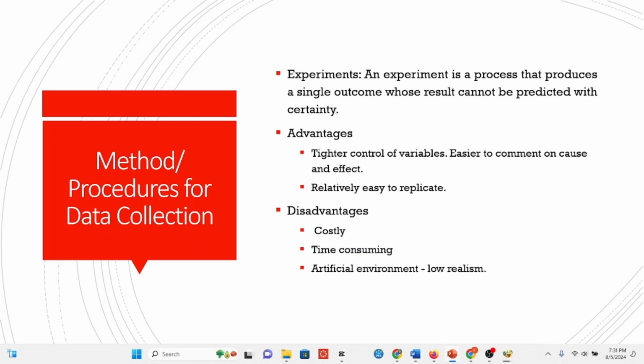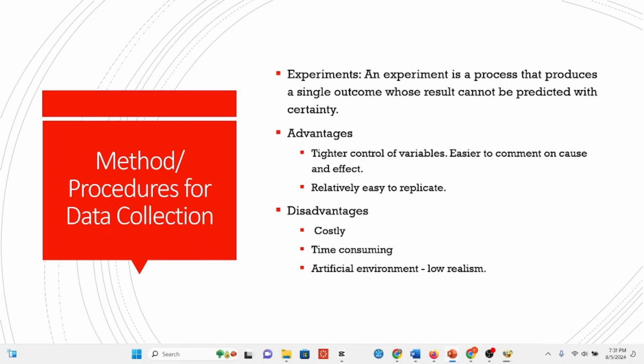3. Artificial environment, low realism. The controlled settings of experiments can create artificial environments that may not accurately reflect real-world conditions. This lack of ecological validity can limit the generalizability of the findings to real-life situations.